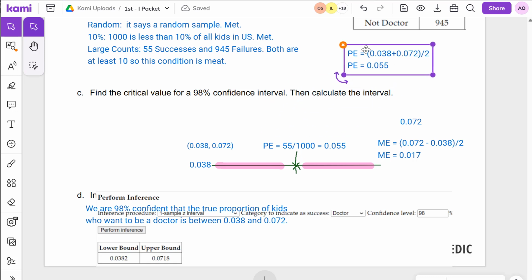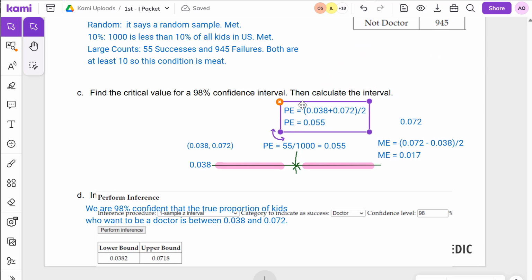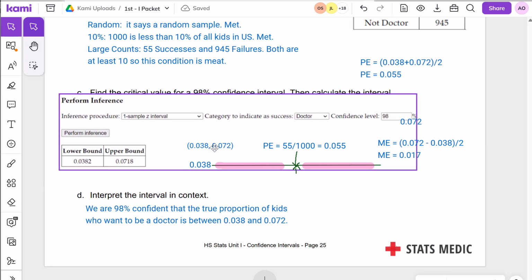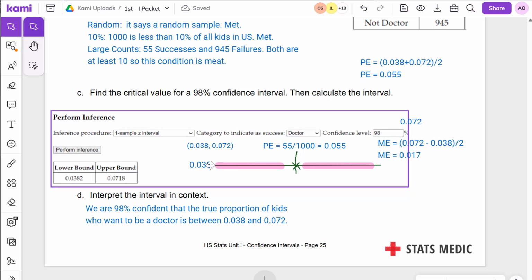So calculate the interval. Let's see if I can put this so it doesn't overlay. There we go. Here's the procedure. All right, I'm going to go ahead and put this right here so you can see it.